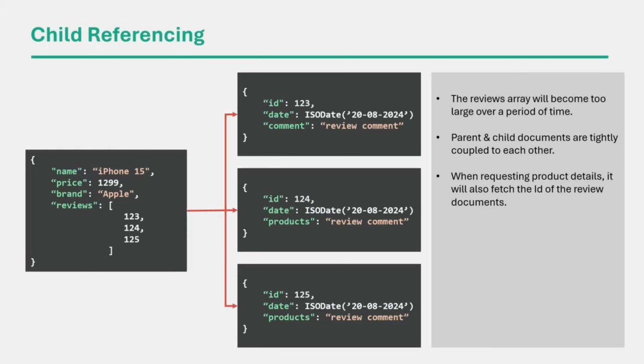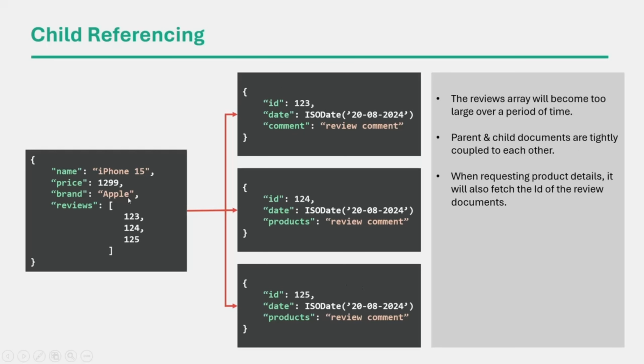In a child referencing, parent document stores the reference ID of the child documents. So here let's assume that the product document is the parent document and the review documents are the child documents. So here we have a product document. This we are considering as parent document. And here we have three review documents. And this we are considering as child documents.